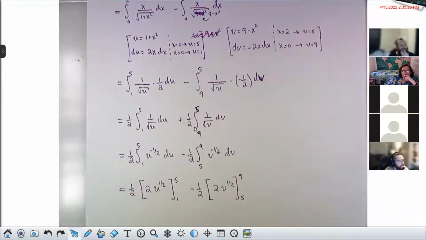You can see that if you use the same variable, if you used u in both of these, at this stage you could easily mislead yourself into believing you can put the two integrals together, right? Because you've got 1 to 5 and then 5 to 9, and it would look like u to the negative 1/2 and u to the negative 1/2. You could mistakenly believe that that's the same as the integral from 1 to 9 of u to the negative 1/2, but it's not, because different variables mean different things.